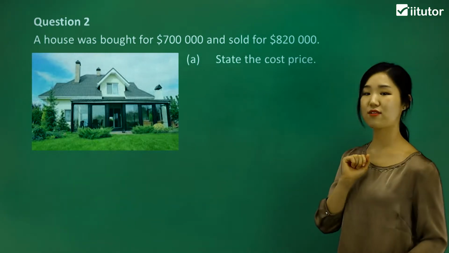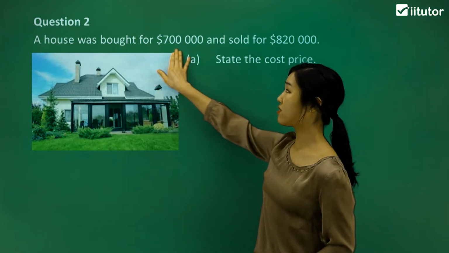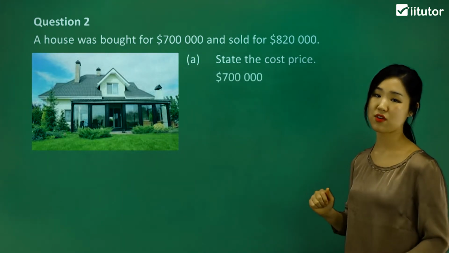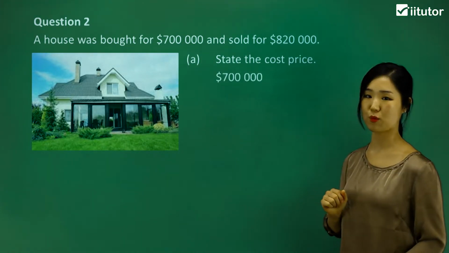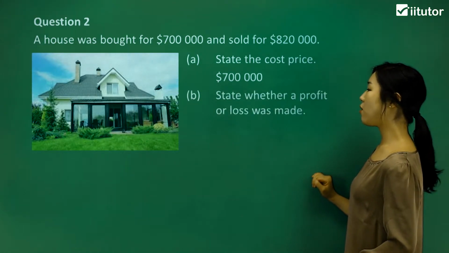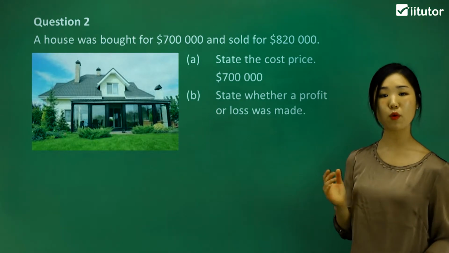And it's asking us to first state the cost price. Now see, the house is bought for this much. That's the cost price, the amount that we bought it for. So $700,000 is the cost price. Now B, it's asking us to state whether the profit or loss was made. So is it a profit or is it a loss?